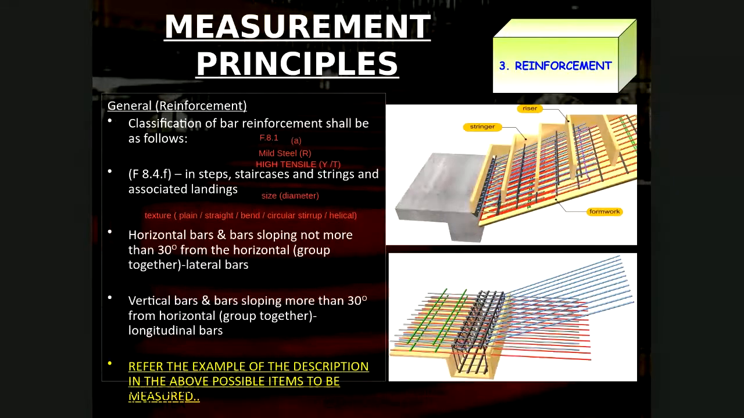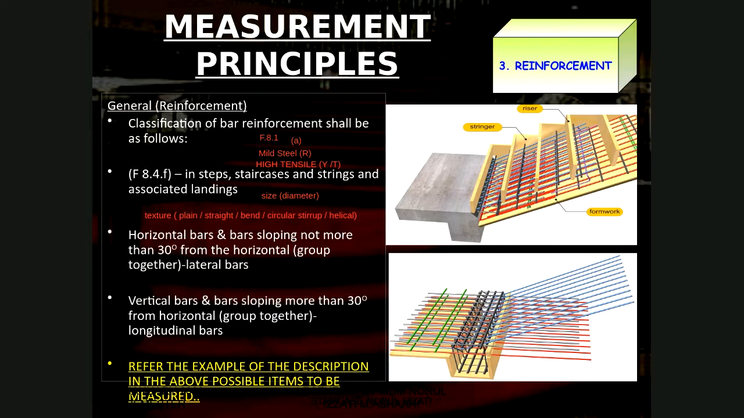What I would like to highlight as well, you can refer to your SMM under F.8.6. F.8.6 mentions horizontal bar and vertical bar. Horizontal bar and sloping not more than 30 degrees from horizontal, or that is over 12 meter. Can you refer to F.8.6? Shall be so described, stating the length in further stages of 3 meter.